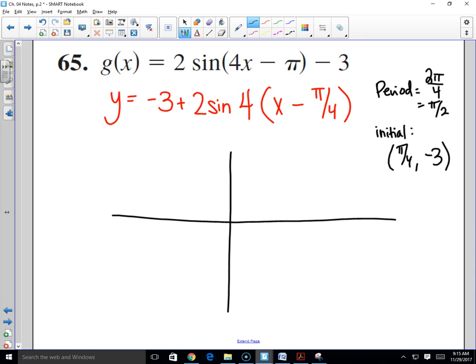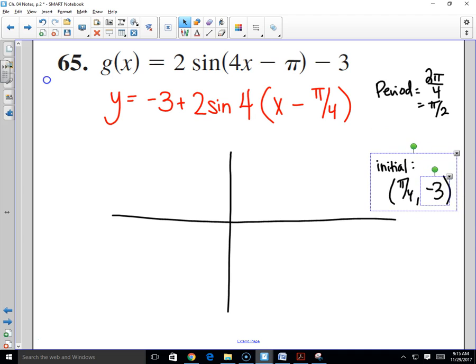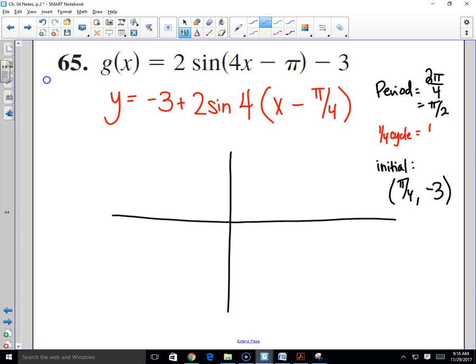The only other thing that might be good to have whenever we do period, in order to do our key points, we got to cut our period into fourths. So that little quarter cycle will help us with the tick marks. The quarter cycles will be every 1/4 of that, which will be pi over 8. Pi over 2 times 1/4. It's pi over 8. Now, there you go.